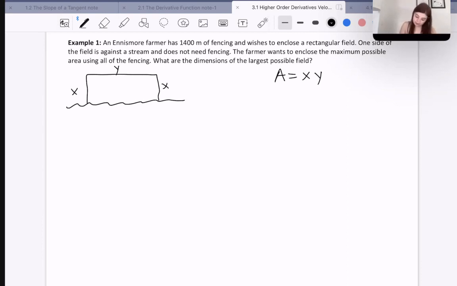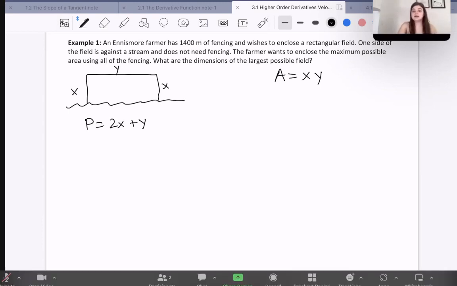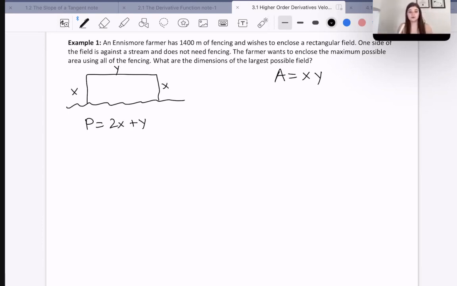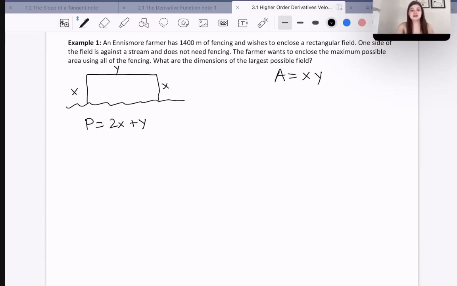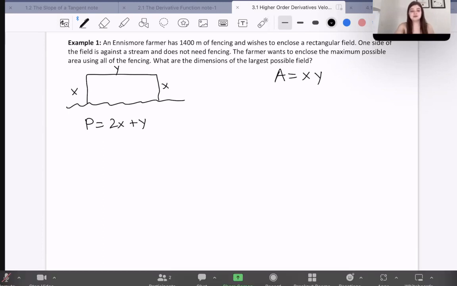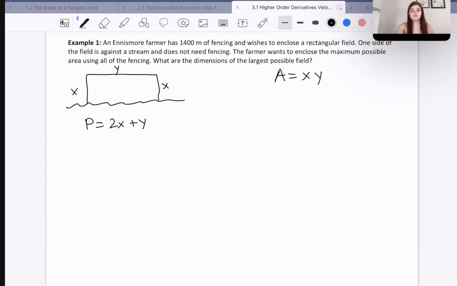Now, what's the perimeter of this? Well, the perimeter is going to be 2x plus y. Now, normally the perimeter would be 2x plus 2y. That's a normal perimeter equation. But remember, in this scenario, one of the sides is actually against a stream, and so that one doesn't need fencing. So that's why in this situation, the perimeter is only the three sides and isn't counting the fourth one. Okay? All right, so there we have it. There we have our drawing.